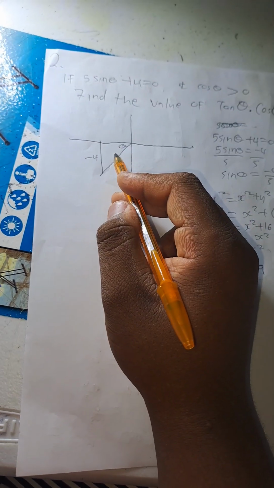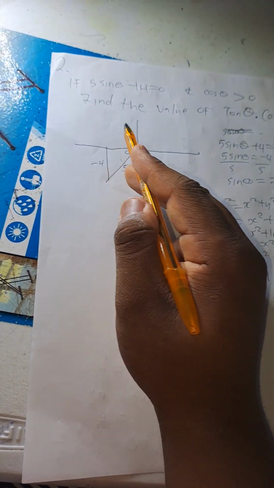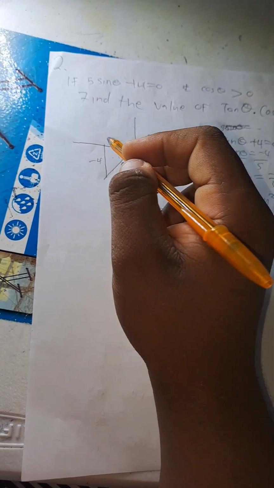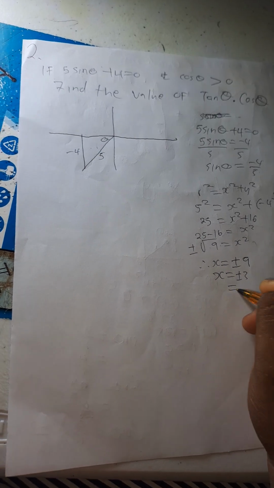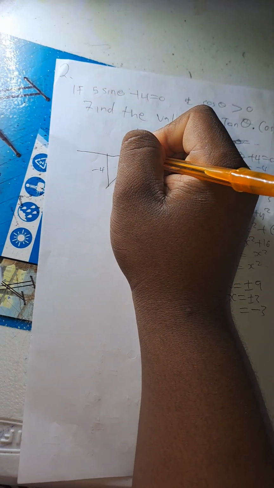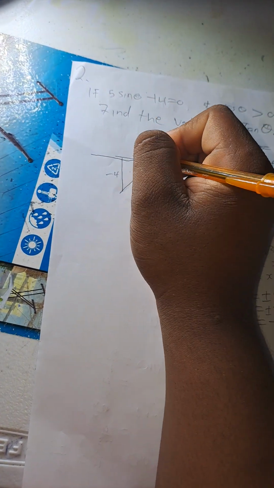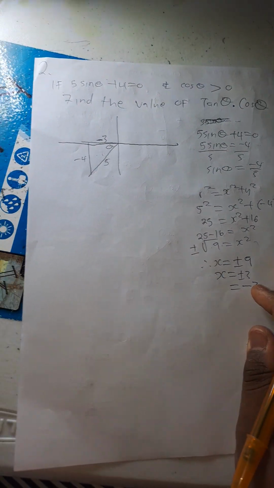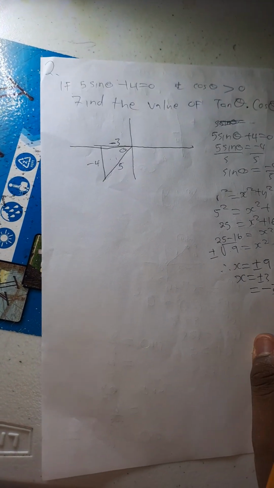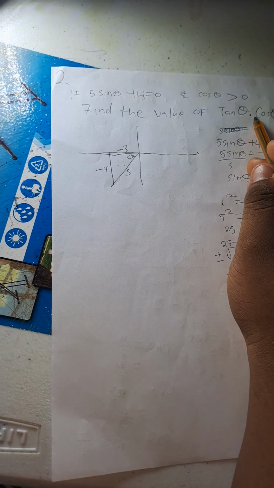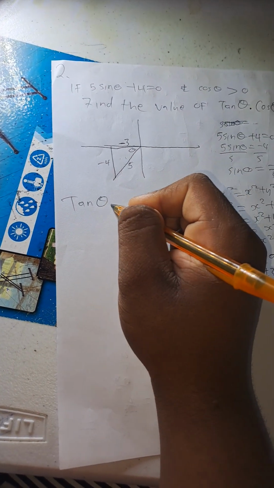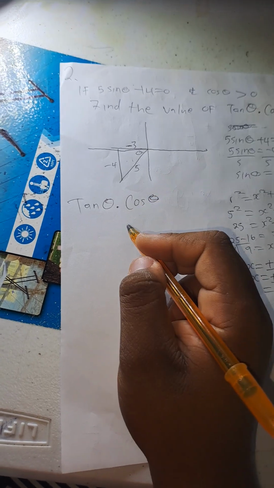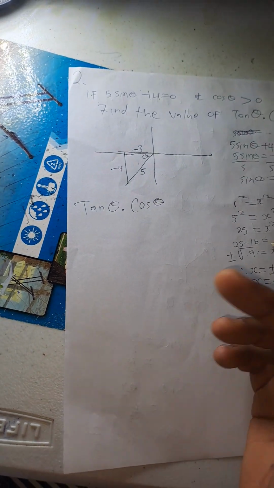Let me check. It is between the second and third quadrant, so it means my answer will be what? x is equal to plus minus 3, which is what? Minus 3, because I said if you're going to the left like this, the answer must be minus 3. You see where the trick is. And then now, since you have everything, they said you must find tan theta times cos theta. So let's continue. Tan theta times cos theta. What is tan theta? y over x.